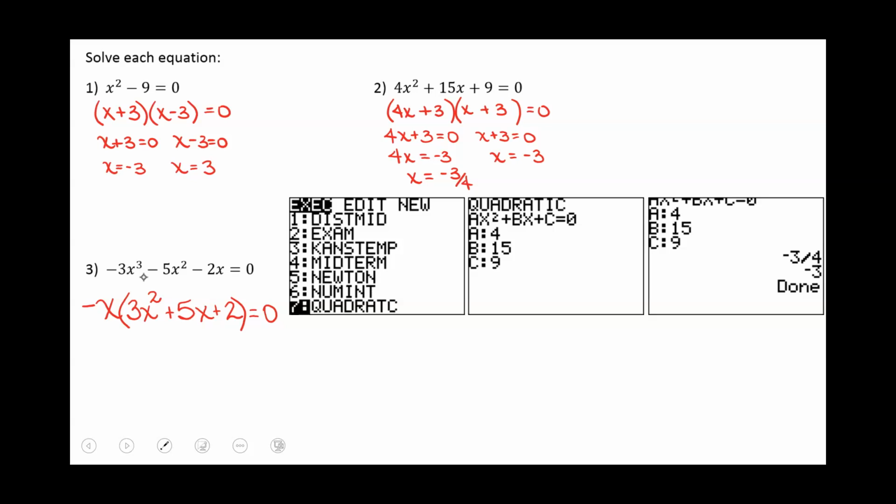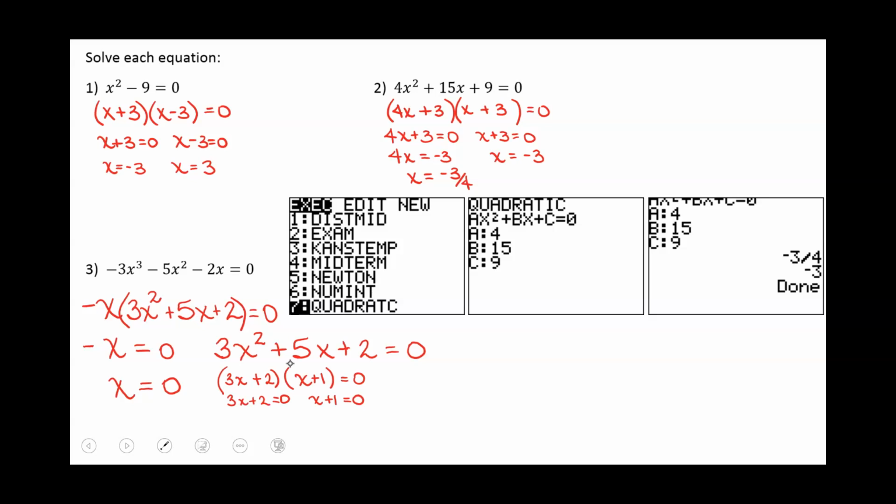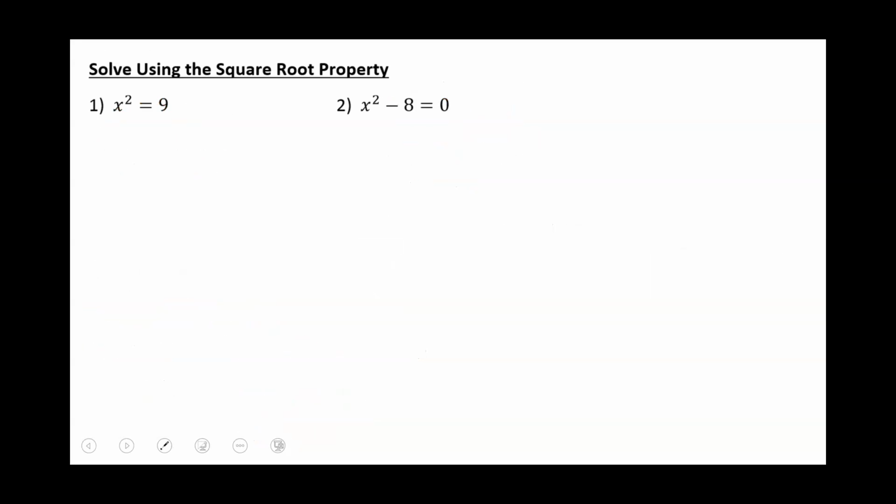All right, so again, we're going to set each of our factors equal to 0. So if negative x is equal to 0, divide both sides by negative 1, x equals 0. And then for our quadratic over here, let's factor it, and then we'll set each of those factors equal to 0. So here we're going to subtract 2 and divide by 3, and then here we're going to subtract 1. So there's our two solutions of negative 2/3 and negative 1. All right, so that's our first method.